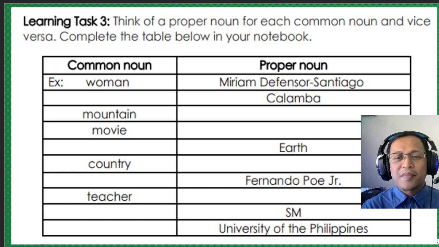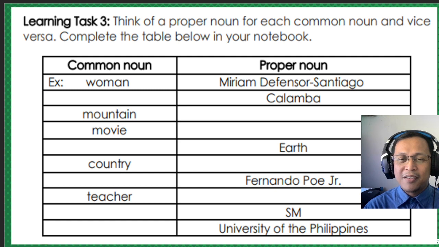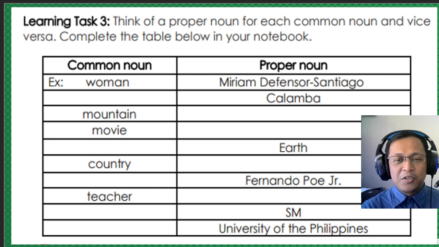Alright? So, I think that would be all for today. And I do hope that you have learned the common and proper noun. The exercise for writing and using the common and proper noun will be posted on your Google Classroom.